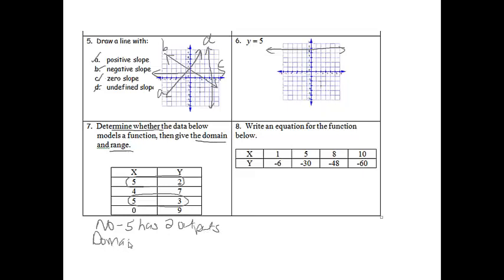All right, and then the domain and range. The domain is going to be all of the x values, so it will be 5, 4, and 0. I don't need to list 5 again unless I want to. And the range is all the y values, so it will be 2, 7, 3, and 9.